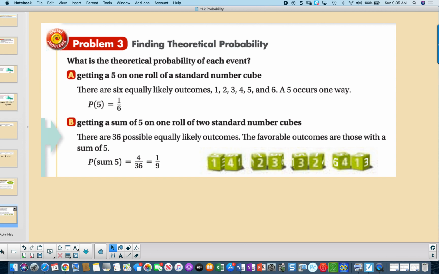How about when you roll a sum of 5 on one roll of 2 standard number cubes? So we're going to use the counting principle to figure out how many ways we can do that. That will be 6 times 6, which is 36. 36 possibilities. The favorable will be all of those when the faces add up to 5. And these are the 4 possible situations that could happen. And so that reduces to 1/9.